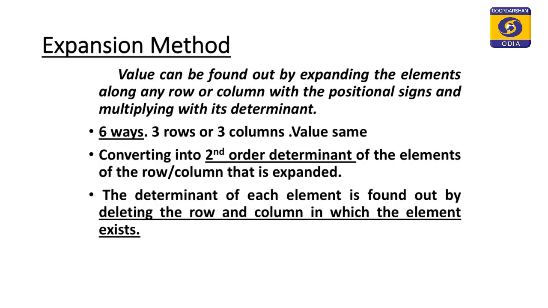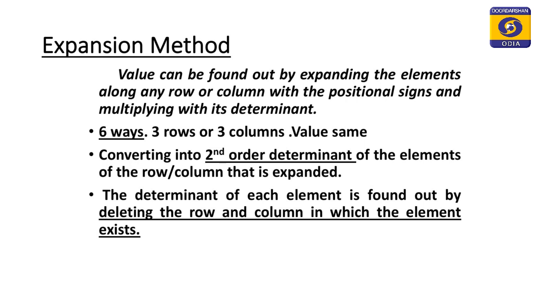The value can be found out by expanding the elements along any row or column with a positional sign and multiplying with its determinant. In an order 3 determinant, we know there are 3 rows and 3 columns. So, we can expand it by taking any row or any column. We can take row 1, row 3, column 2, column 3. So, basically there are 6 ways of finding out the value of the determinant. There are 9 elements, right.